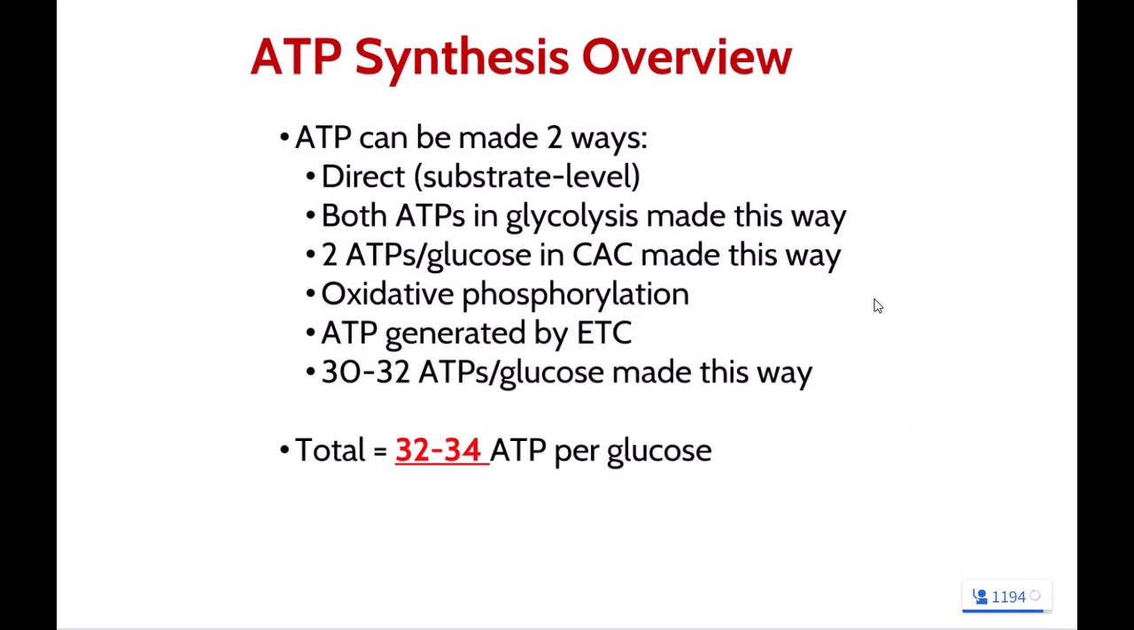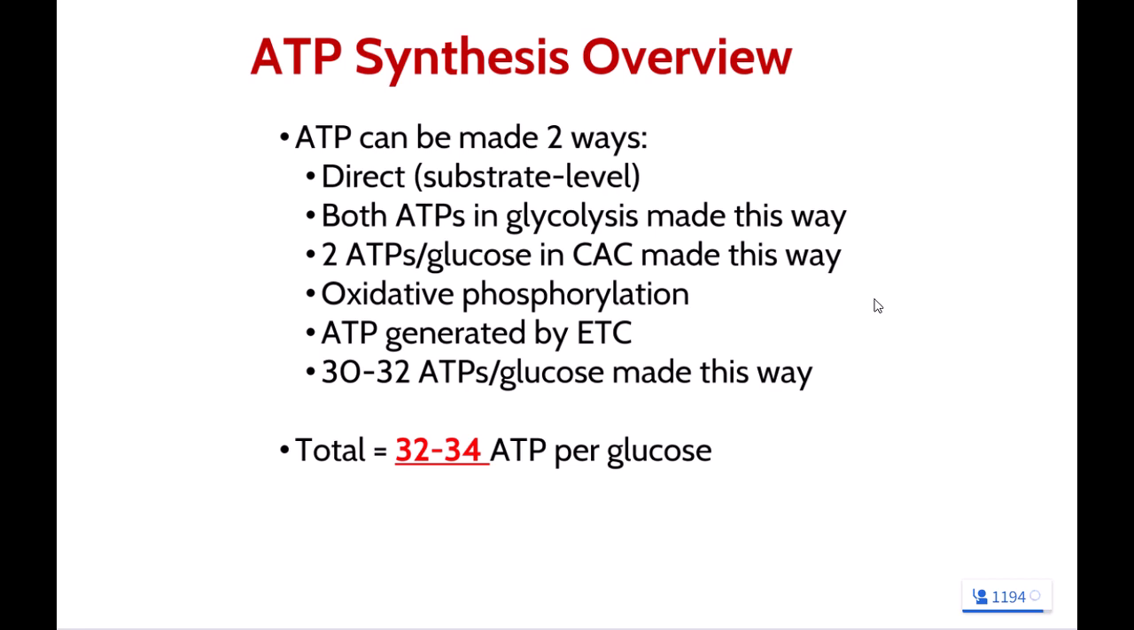So when we look at the big picture, we make ATP out of sugar 2 ways in our body. We can take glucose and turn it into ATP 2 ways. We have our direct substrate level method. This is what we do in glycolysis, where we're breaking apart that glucose molecule and turning it into pyruvic acid. And during this process, we generate ATP directly. We also make ATP directly in the citric acid cycle as well.